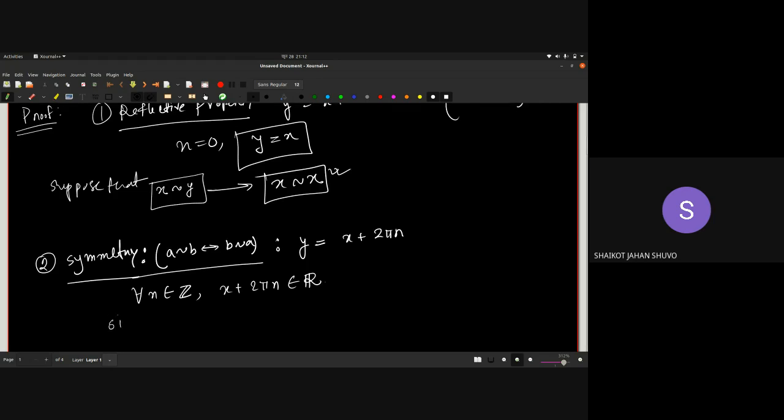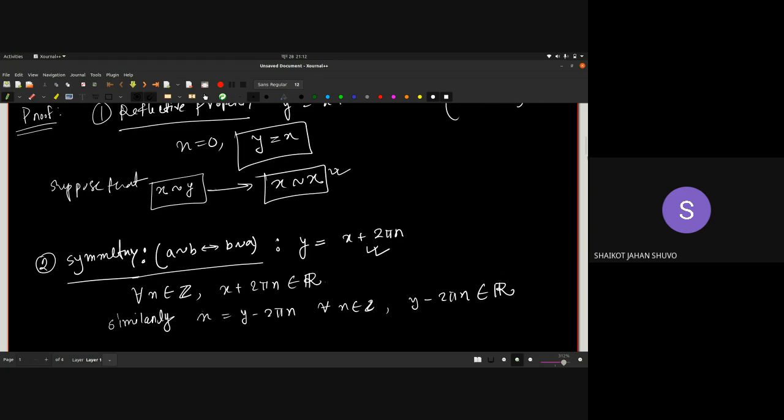Similarly, you can show that x equals y minus 2 pi n. It's coming from this relation over here. And for all n belongs to Z, you can say that y minus 2 pi n belongs to R, right?